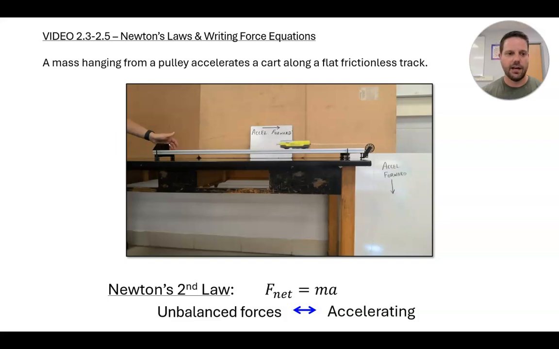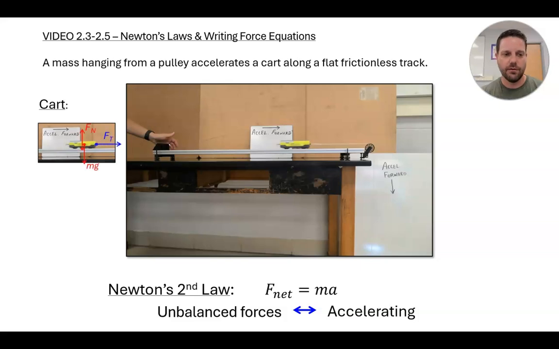So let's take a look at what's happening here. So we have, for the cart, a tension that's pulling forward, normal force and gravity.